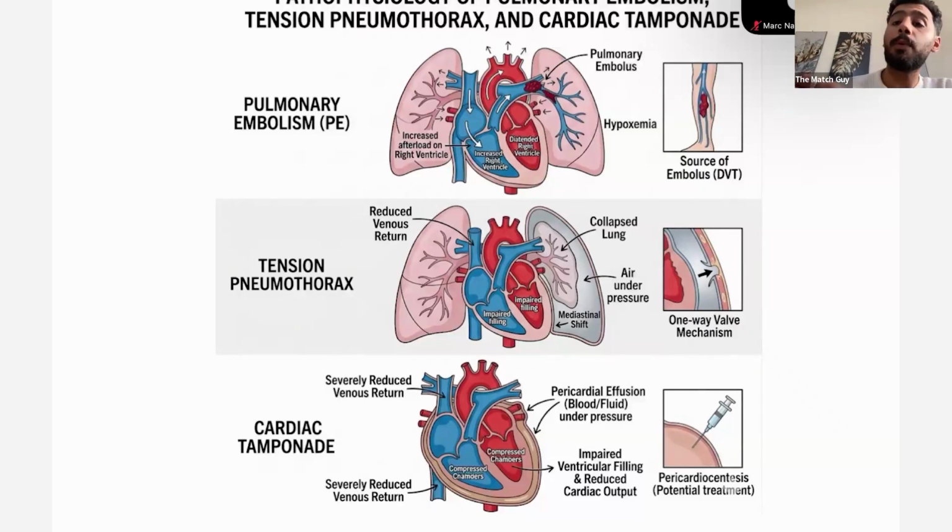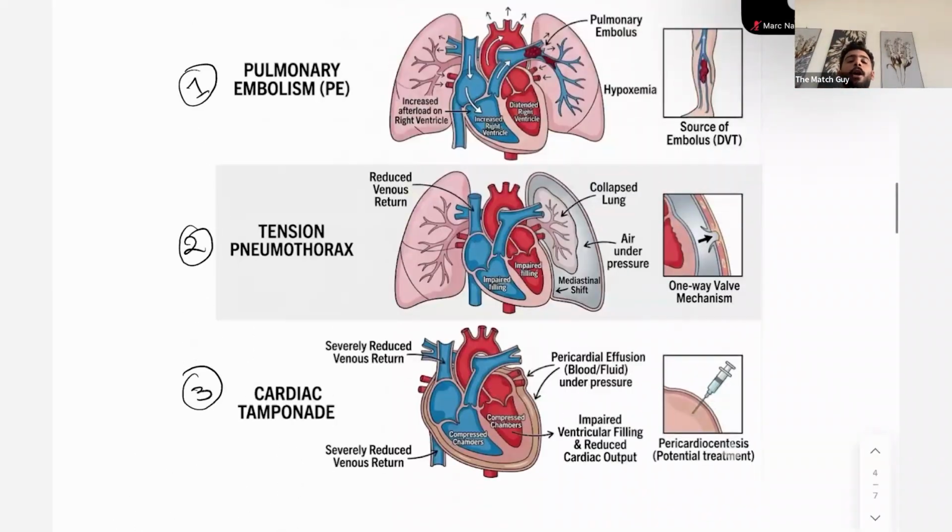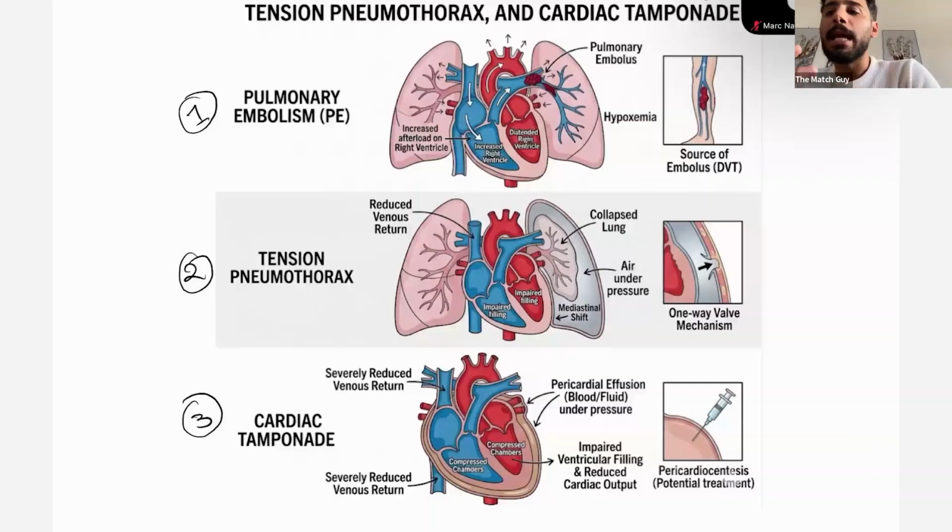And these three are: number one, pulmonary embolism; number two, tension pneumothorax; and number three, cardiac tamponade. And each one of them has its own unique characteristic set of symptoms that we also have to know to identify what type of shock this is. So let's first talk about pulmonary embolism and discuss what is going to happen here and what are the changes in the variables that are going to happen in all of the different types of shock.